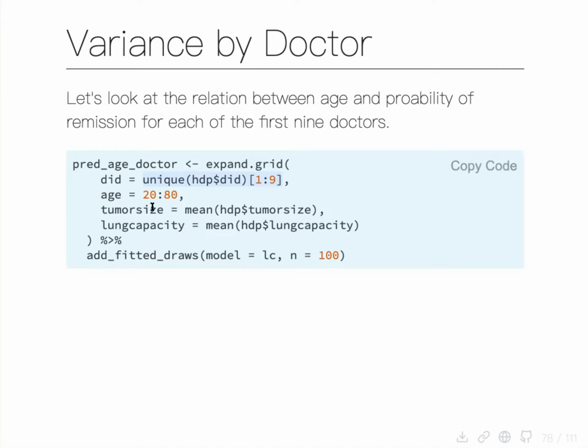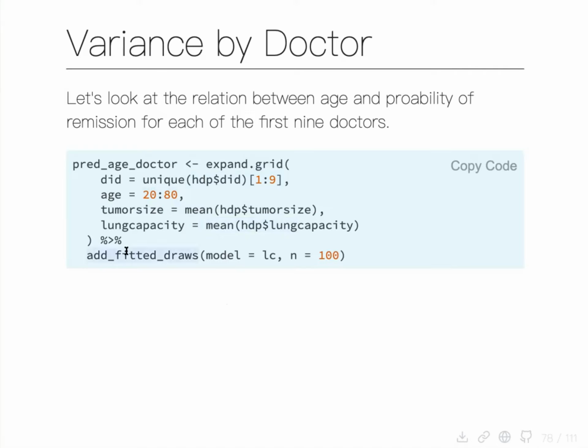This is a little bit more quick, but whatever. Then for age, I'm going to say give me the age ranges from 20 to 80, and then I'm just setting tumor size and lung capacity at their means. Okay, so I'm just looking at the relation between age and the likelihood of remission across the first 9 doctors.